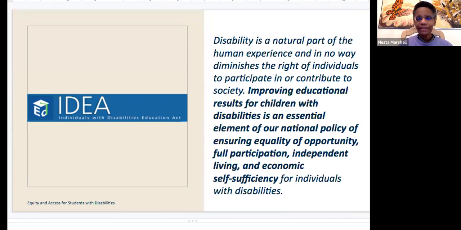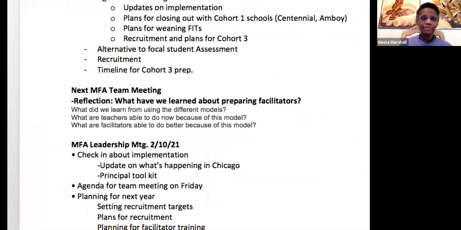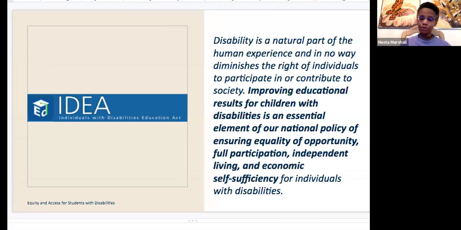So who are students with disabilities? According to the Individuals with Disabilities Education Act, otherwise known as IDEA, disability is defined as a natural part of the human experience and in no way diminishes the right of individuals to participate in or contribute to society. Improving educational results for children with disabilities is an essential element of our national policy of ensuring equality of opportunity, full participation, independent living, and economic self-sufficiency for individuals with disabilities.